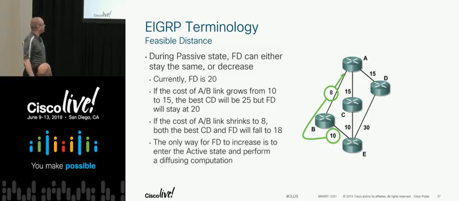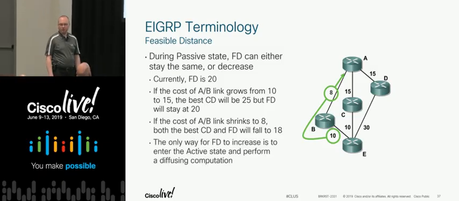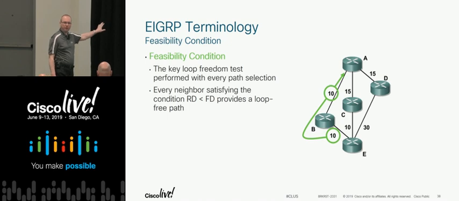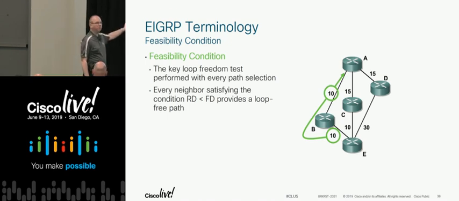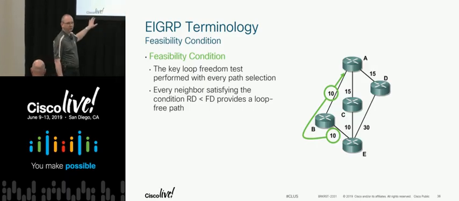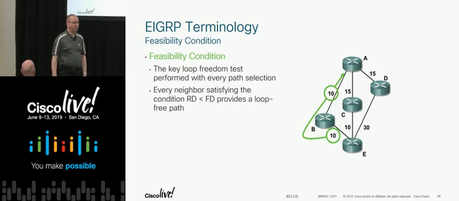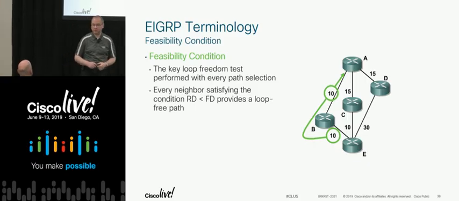Okay. The only way to increase that cost is to do an active diffusing computation. No other way of increasing the feasible distance. And now how is this used? Well, we have this marvelous condition we call the feasibility condition that is used to verify if a neighbor provides a loop-free path. Any path selection in EIGRP goes through this selection and this test.